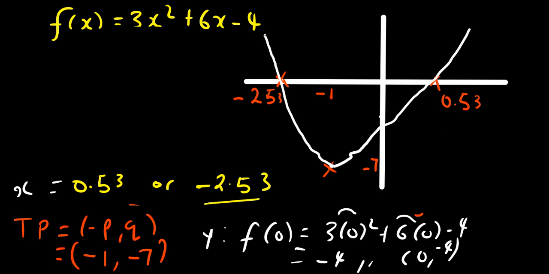Now you're realizing that it's also cutting the y-axis there. So this point, what did we find as the y-intercept? We said the y-intercept in that case was (0, -4). So this is negative 4. So you're done. This is a graph of f(x) = 3x² + 6x - 4. Okay, so this is how we solve this one.